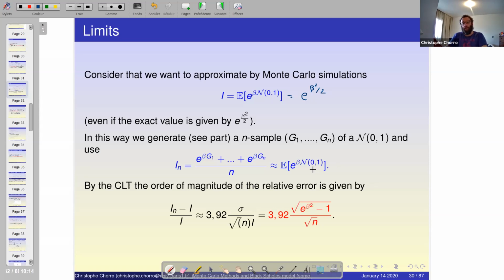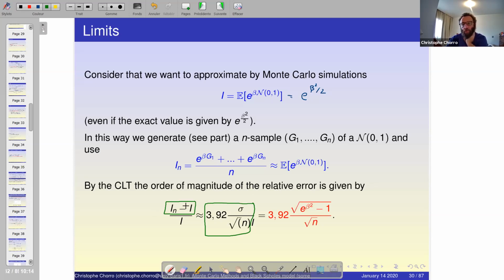So the error I make doing this is controlled by the size of the confidence interval. I will consider the error here, the approximation minus the quantity of interest, and approximate it using the size of the confidence interval. And we have seen that the size of this confidence interval is given by this quantity in green here: 2 times 1.96 multiplied by sigma divided by the square root of n.